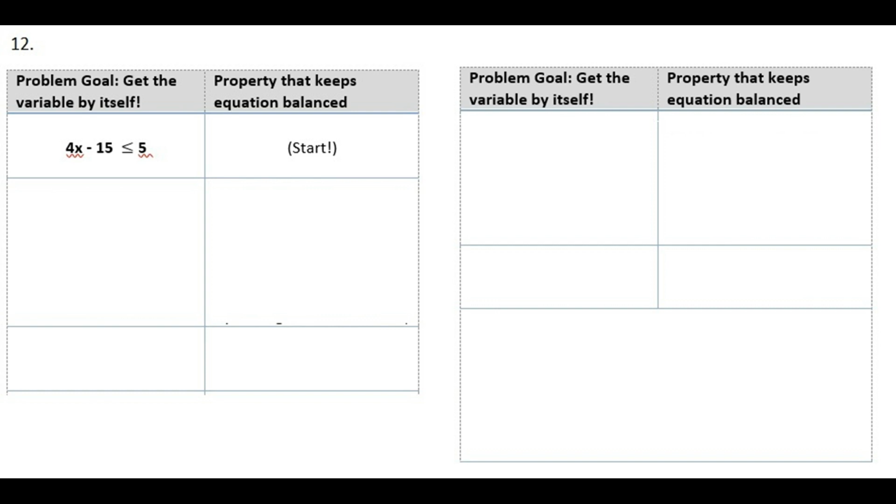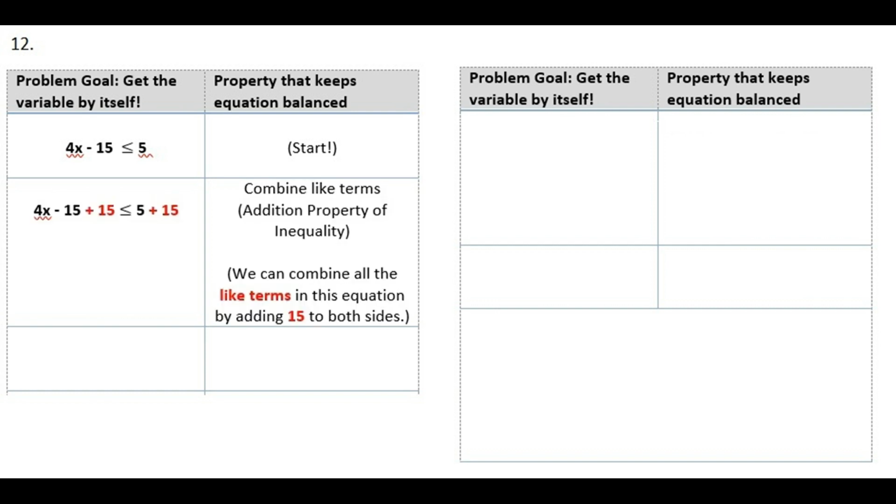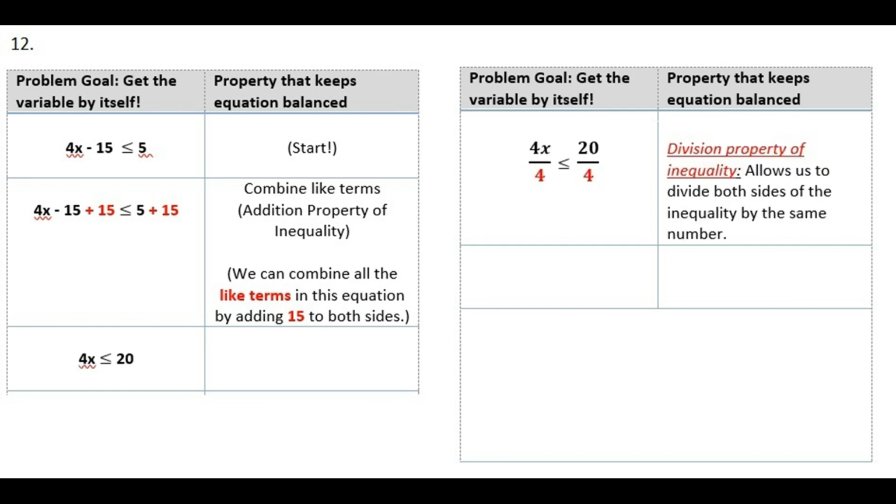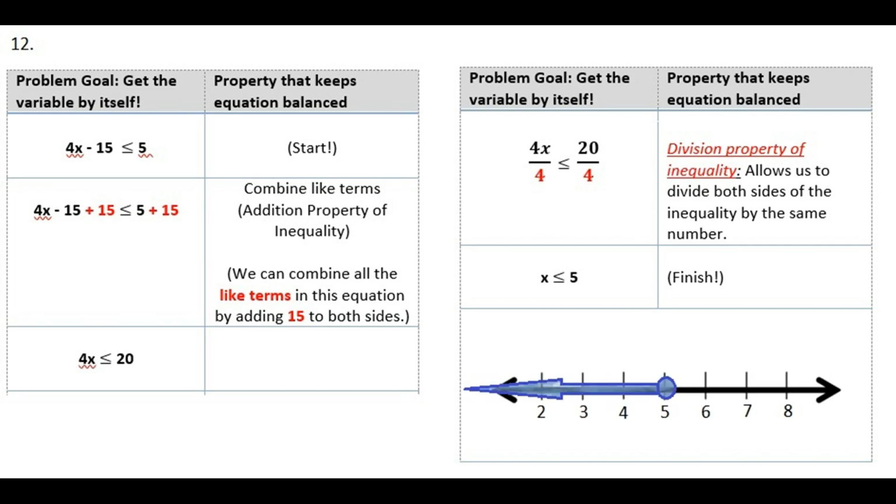Number 12, 4x minus 15 is less than or equal to 5. So the addition property of inequality allows us to get rid of that 15, so add 15 to both sides. We have 4x is less than or equal to 20. Divide both sides by 4, and what we end up having is x is less than or equal to 5. And that's a closed dot. We're going to graph all the way to the left because that's less than. And once again, our arrows match. Our directionality matches.